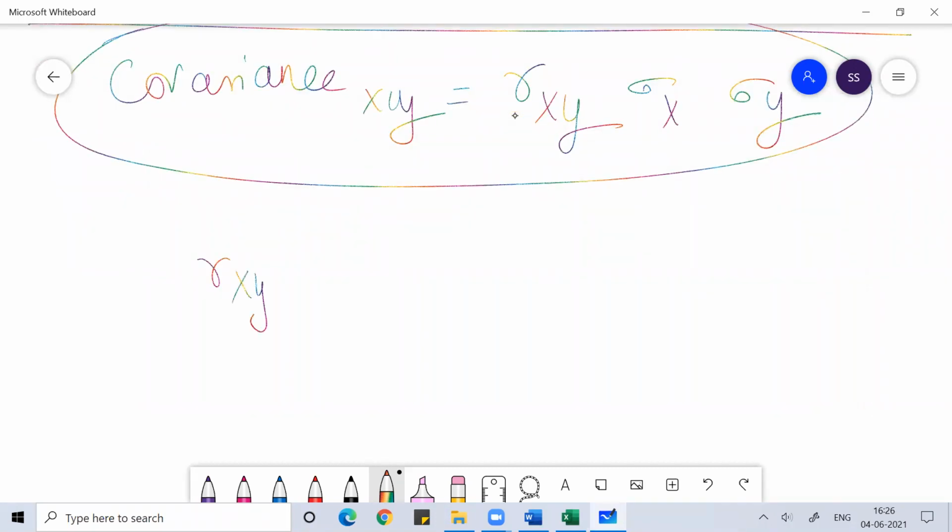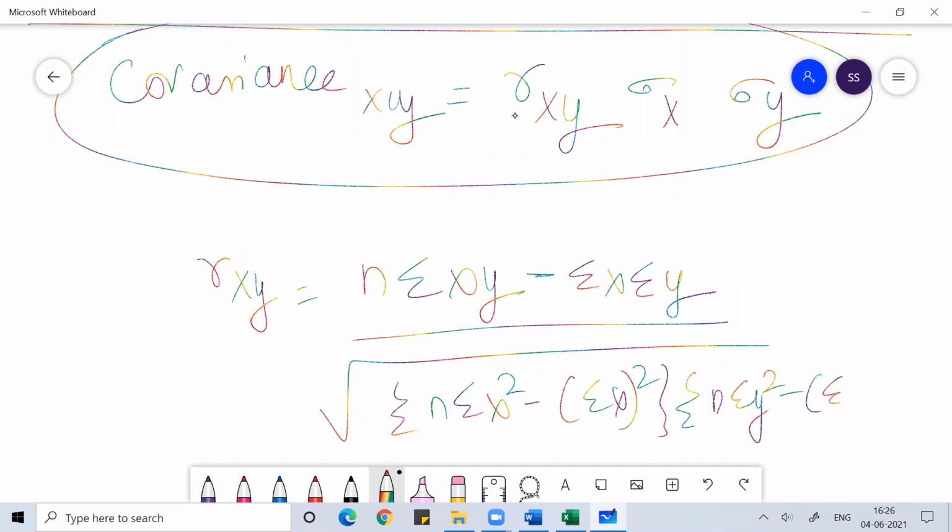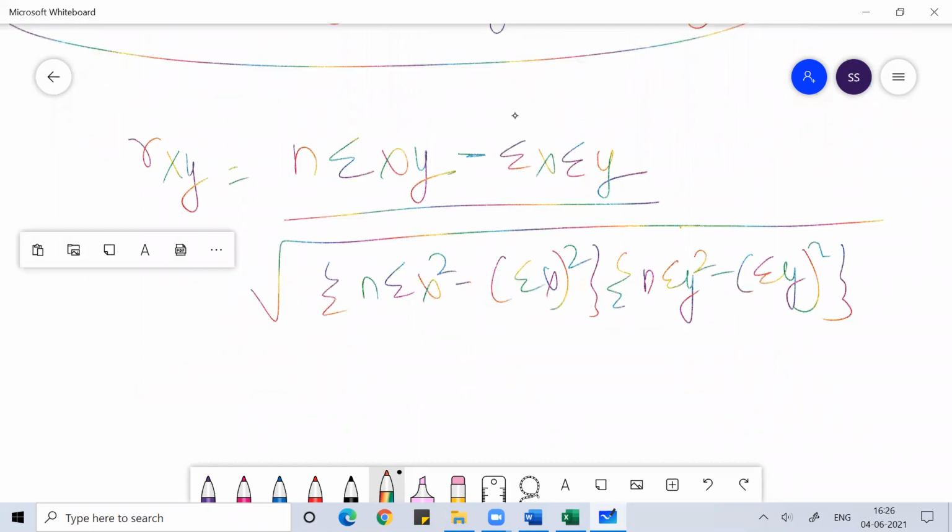Next, the next formula of R, you can use any formula in exam. When you get the question, you can solve it by any formula. N summation of xy minus summation of x into summation of y divided by under root of n summation of x square minus summation of x whole square into n summation of y square minus summation of y whole square. This is one formula of R, as per the Karl Pearson coefficient of correlation.